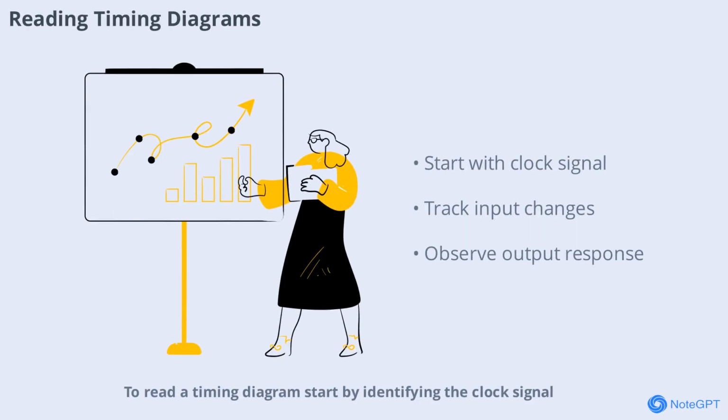To read a timing diagram, start by identifying the clock signal, which serves as the reference for all other signals. Next, observe how the inputs change in relation to the clock and how the outputs respond. Pay attention to the timing of data capture and output changes, as these are critical for reliable circuit operation. Practice with timing diagrams is key to mastering sequential logic design.